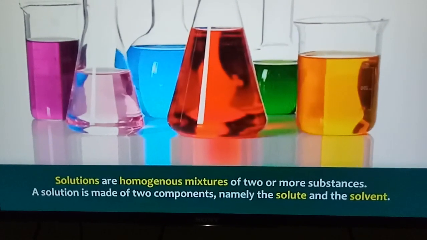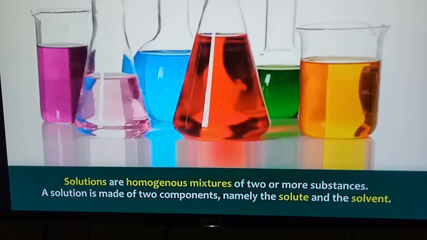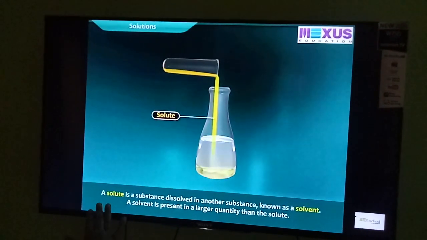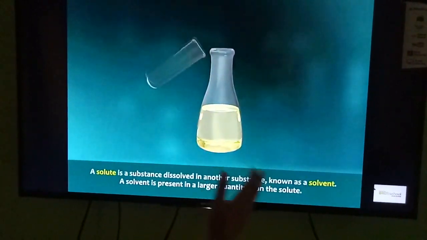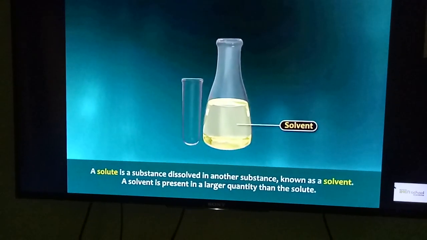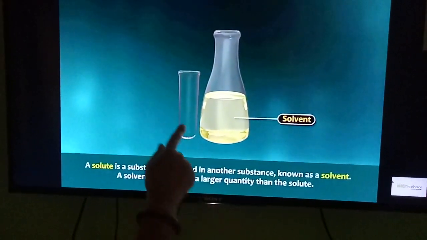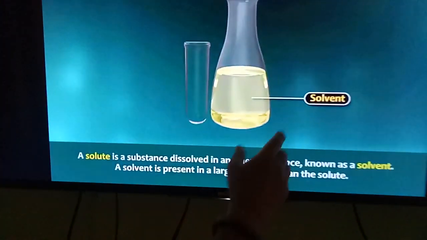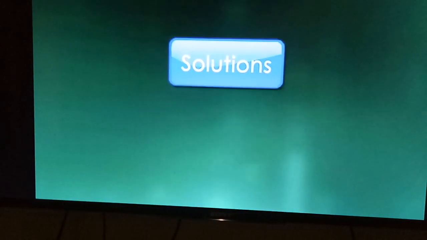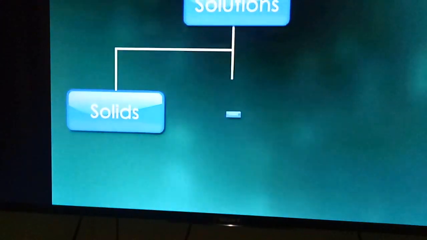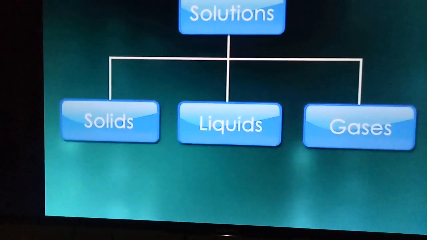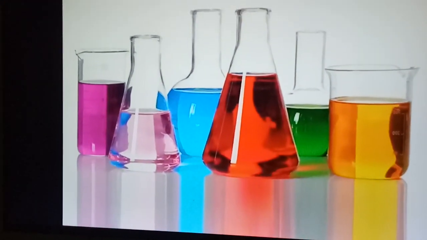So here let us clearly understand what exactly a solution means. A solute is a substance dissolved in another substance known as a solvent. A solvent is always present in a larger quantity than the solute. So the one which we added is the solute and this was the solvent. Solvent is always in larger quantity. Children, solutions can be in three forms: solid, liquid and gases. So we can see three types of solutions.